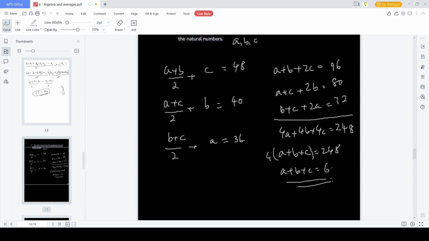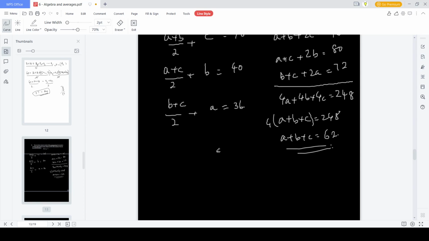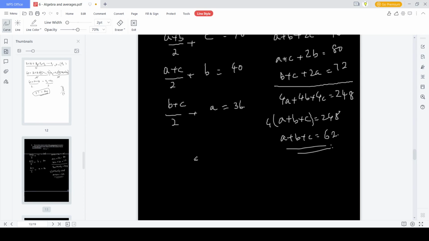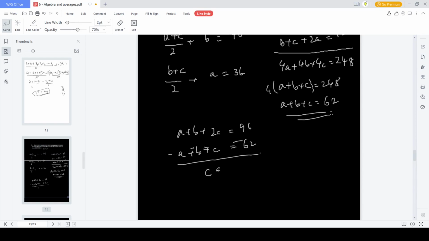So we have the equation a plus b plus c is equal to 62. Now we'll use the first equation, a plus b plus 2c is equal to 96, and we have a plus b plus c equal to 62. Subtract the second equation from the first equation. You will get c is equal to 96 minus 62, that is 34. So c is equal to 34.